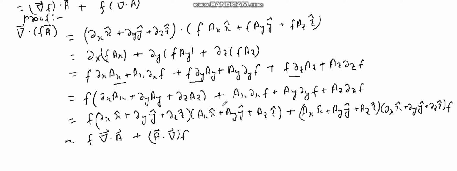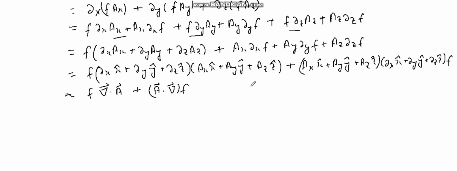Yeah, so this is it. So this is the first product rule for the divergence. Similarly, we will write the second proof of divergence and try to prove it. Okay.